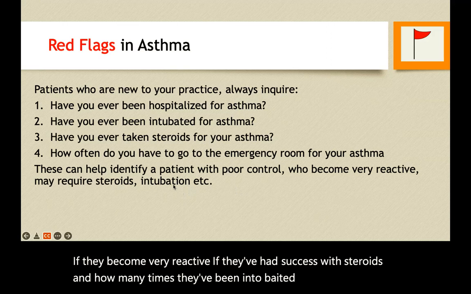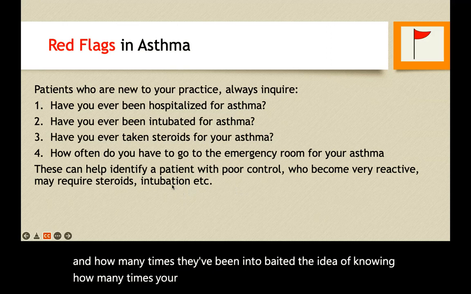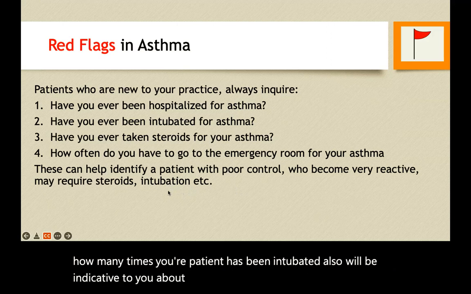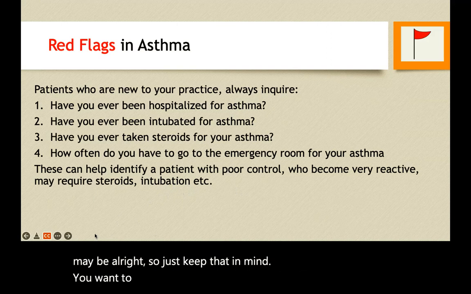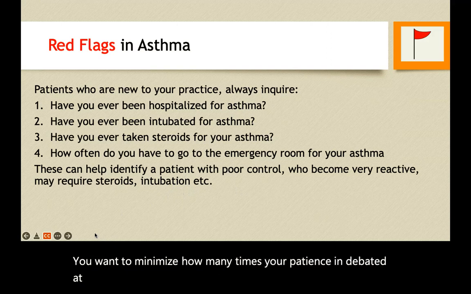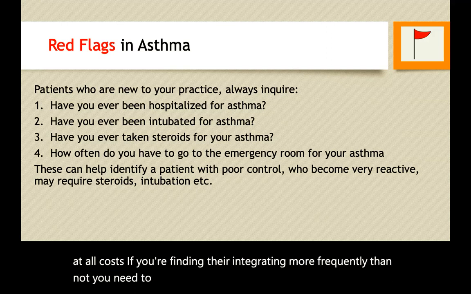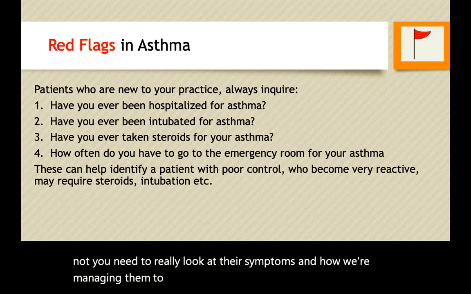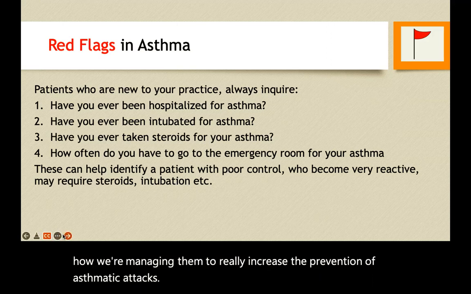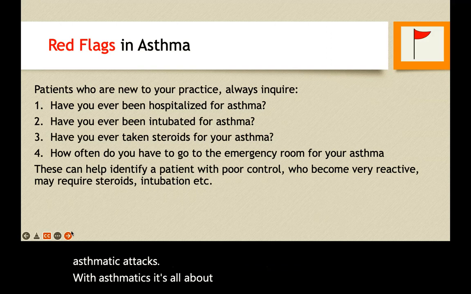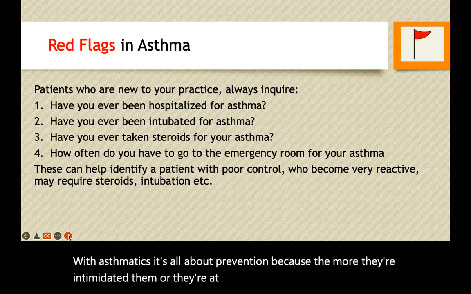The idea of knowing how many times your patient has been intubated also will be indicative to you about how immunocompromised your patient may be. All right, so just keep that in mind. You want to minimize how many times your patient's intubated at all costs. If you're finding they're intubated more frequently than not, you need to really look at their symptoms and how we're managing them to really increase the prevention of asthmatic attacks. With asthmatics, it's all about prevention, because the more they're intubated, the more they're at risk for more infection as well as death.